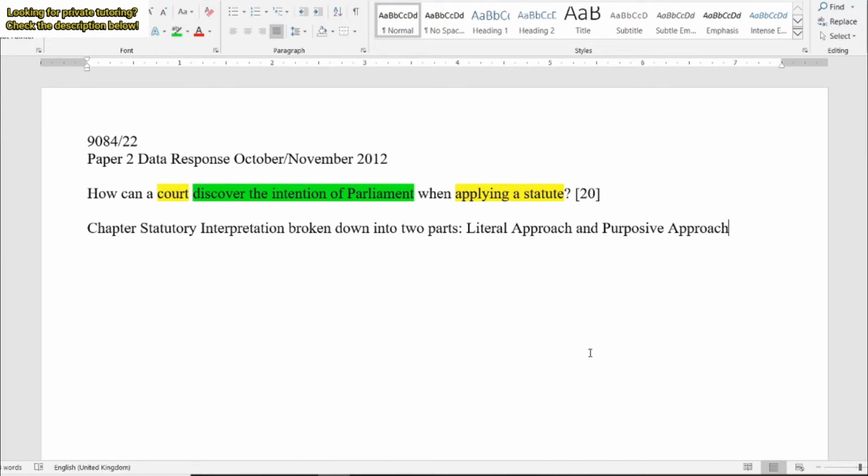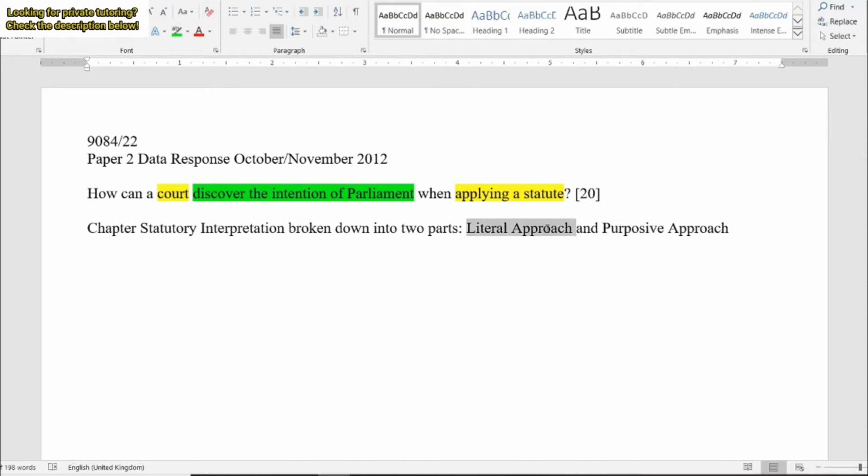This is the first thing that you all need to take note of: when it comes to finding the intention of parliament, discovering the intention of parliament, it is definitely not the literal approach, it is only the purposive approach. Because after all, you can see the word here, purposive. Purposive means to find the purpose. And how do you find the purpose of an act of parliament? By discovering the intention of parliament.